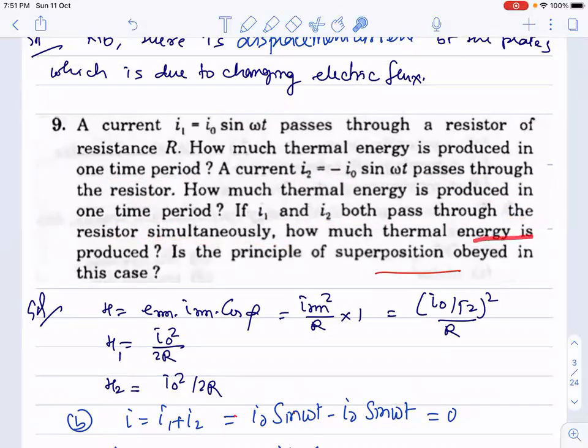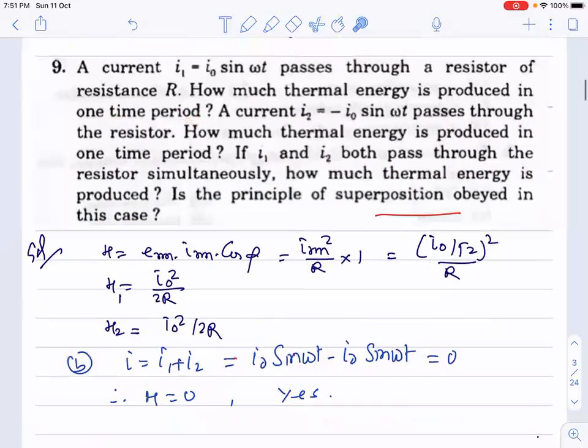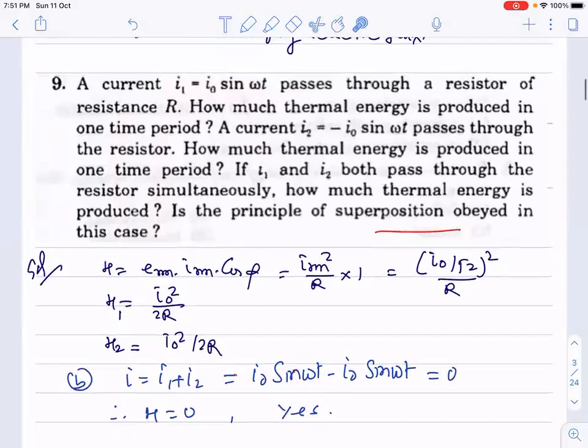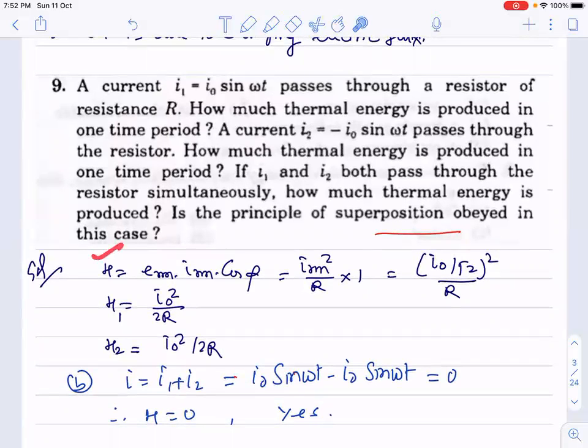How much thermal energy is produced? Is the principle of superposition obeyed in this case? Okay, thermal energy per second, in fact let's take it per second. Heat we can call it power, thermal energy per second, or power. Okay, IRMS.